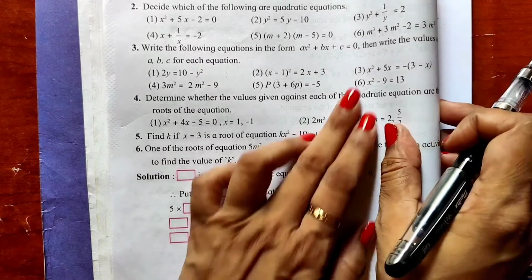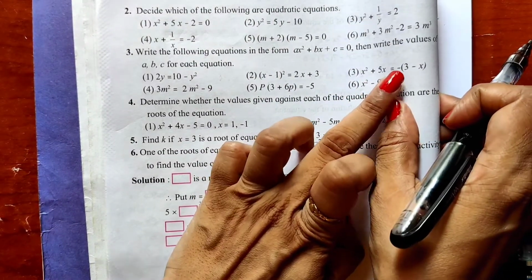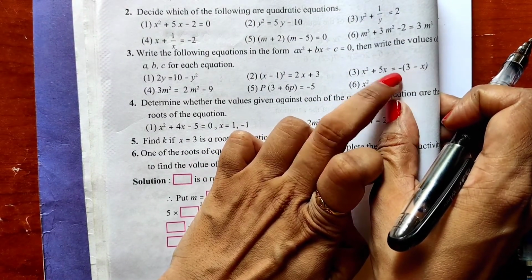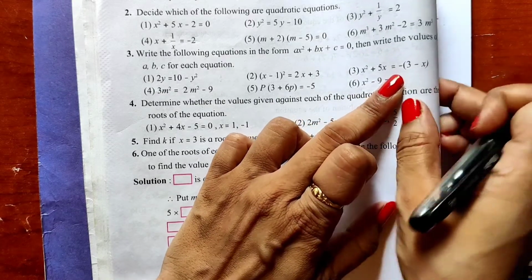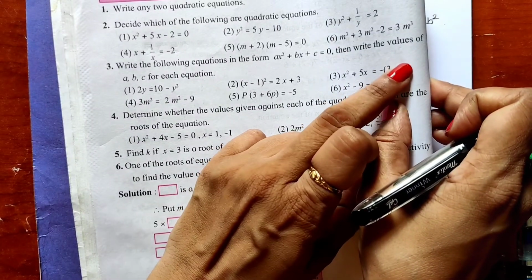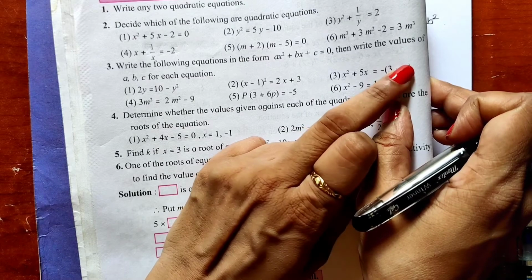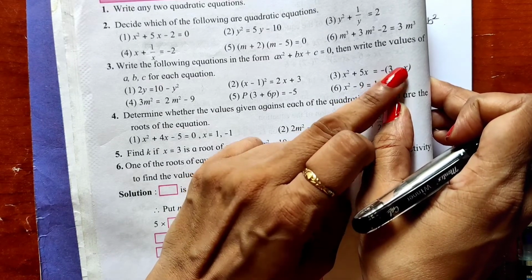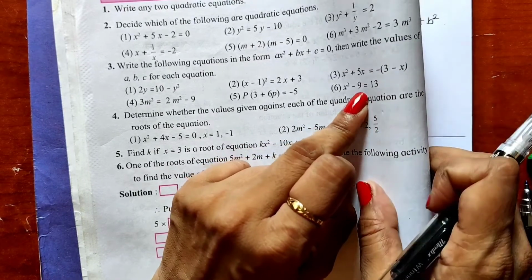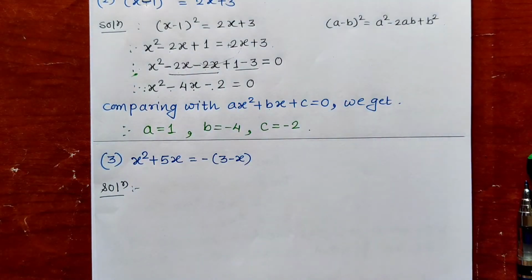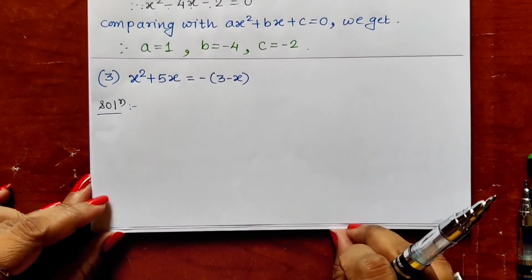Now the third sum. X square plus 5x is equal to minus 3 minus x inside the bracket. The bracket doesn't have any index. Okay, there is no square or cube. It is a simple bracket having index 1. So we will be removing the bracket first and then solve the sum properly. So write the sum as it is. I have written the sum.